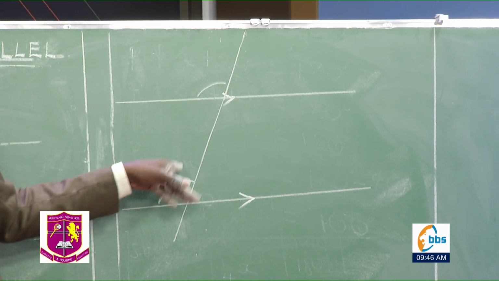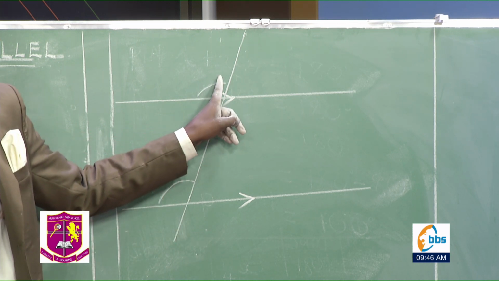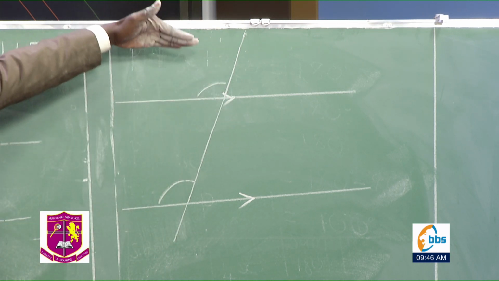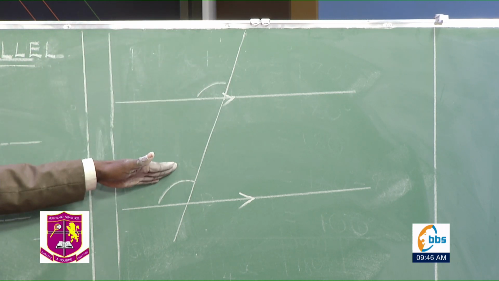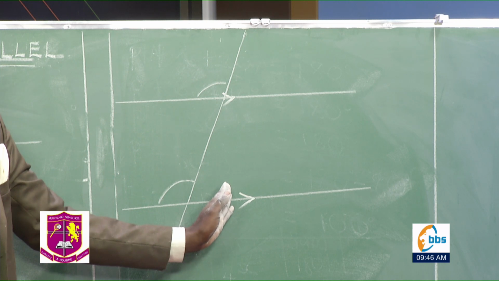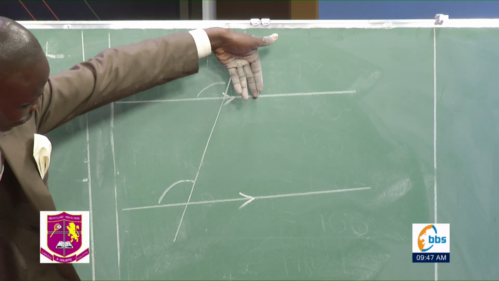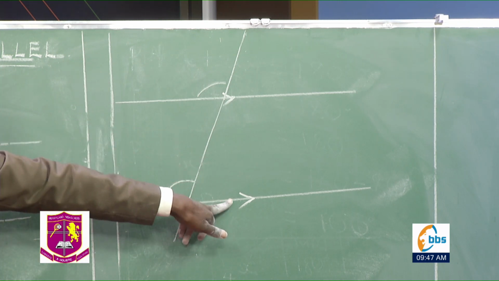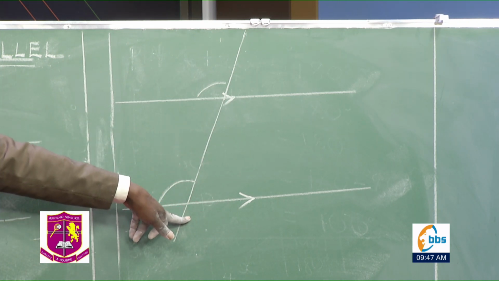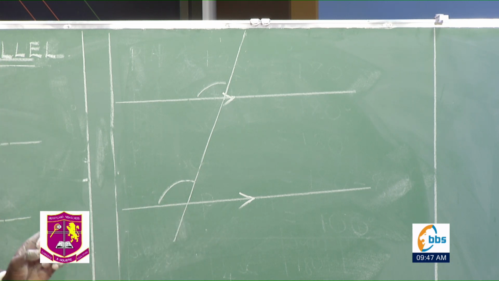So when I connect here, you will find that this angle here is the same angle which is here. So this angle and this one, they are equal. This angle and this one, they are equal. So when you check down here, this angle formed down here is equal to this angle also formed down here. This angle formed down here is also equal to this angle formed down there.